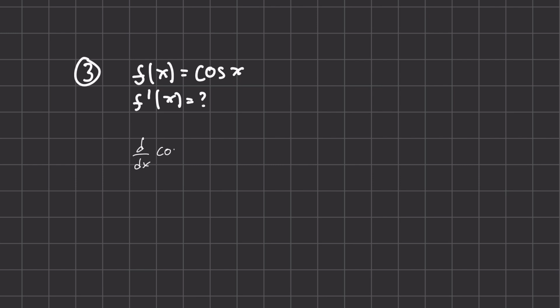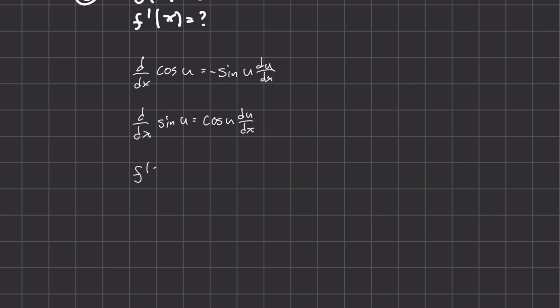Derivative of cosine of some function u is equal to negative sine u du dx, obviously, but that's again just chain rule. And just as an extra, I'll also state the same formula for sine, which is just cosine, and the chain rule. In this case, we don't have a full-blown function inside of the input of the cosine. It's just x. So this one's pretty simple. If you know the formula, f prime of x is going to be equal to simply just negative sine x.